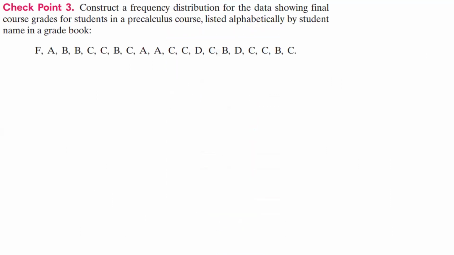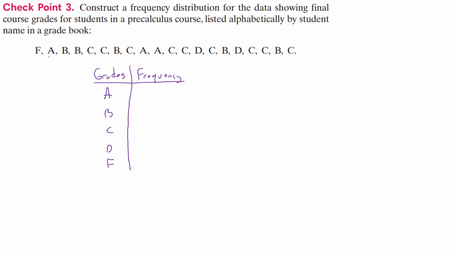All right. So for this one, we want to construct a frequency distribution for the data of course grades in a pre-calculus course listed alphabetically by the student name in the grade book. So what we have there are our course grades. Let's have a grades and a frequency column. So we know we have A, B, C, D, and F. Now we have to go and count them all.